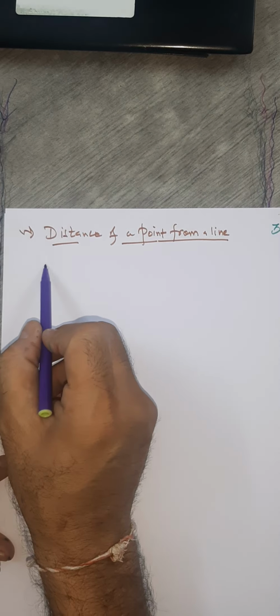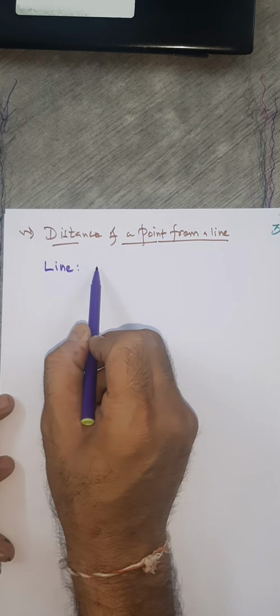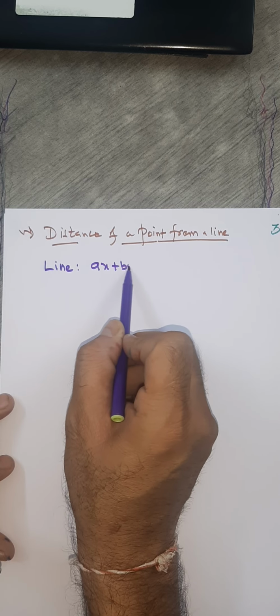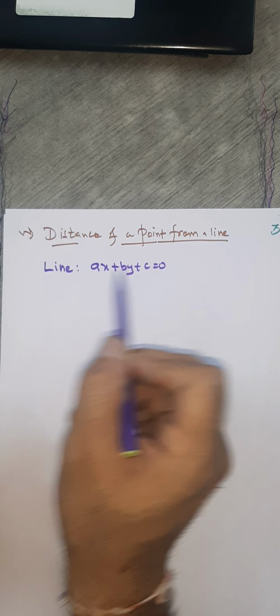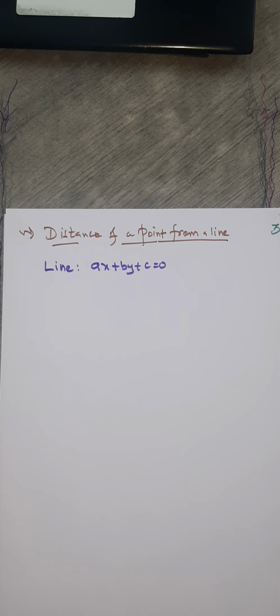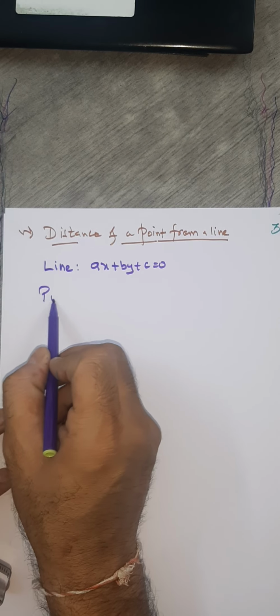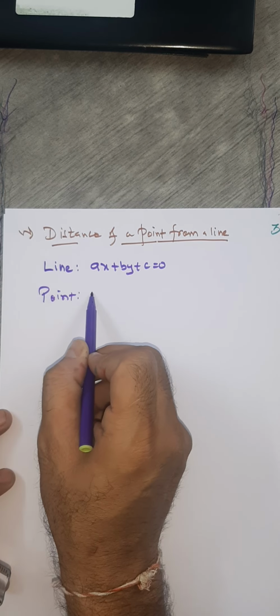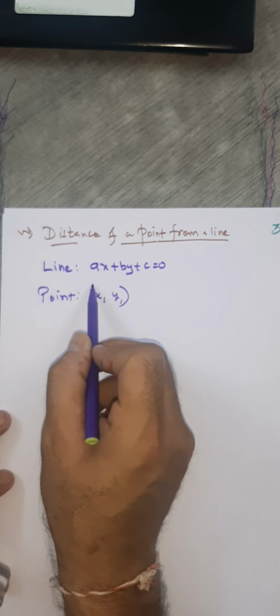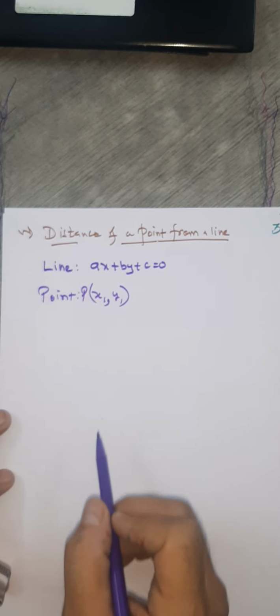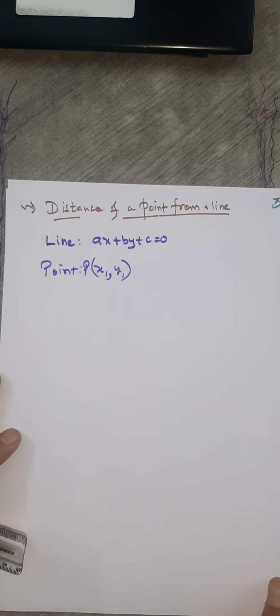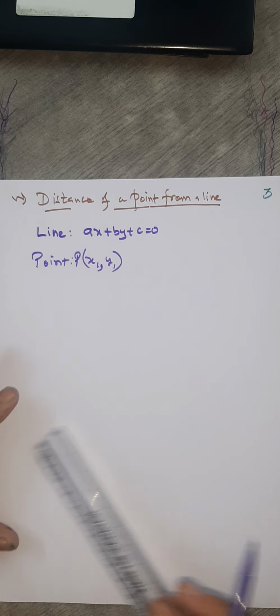Okay, so I'll write the equation of the line. Now, we always use the general form, ax plus by plus c equals 0. This is the equation of the line. And you have a point here. I'll take that point as x1, y1. The point is not on the line. Let me call this point P.